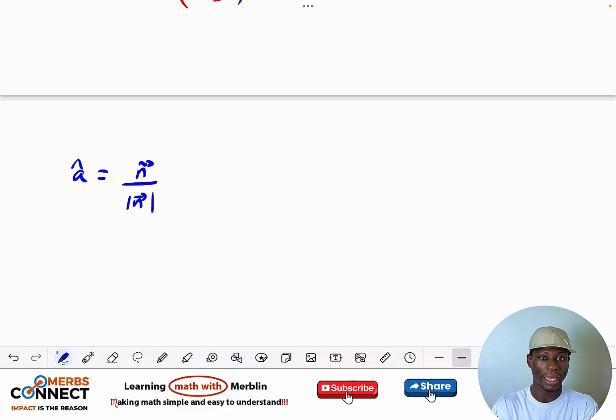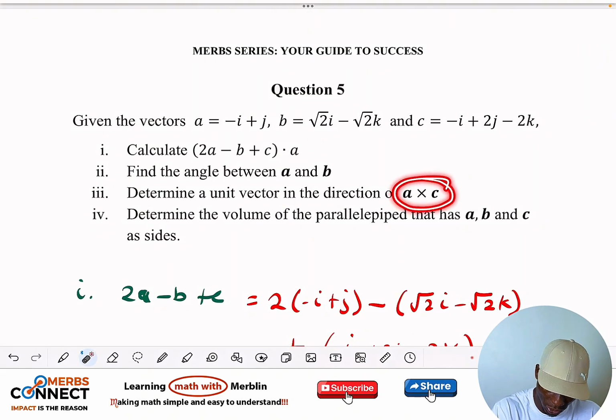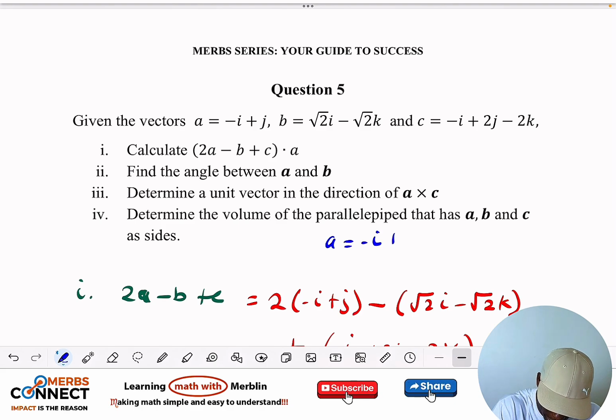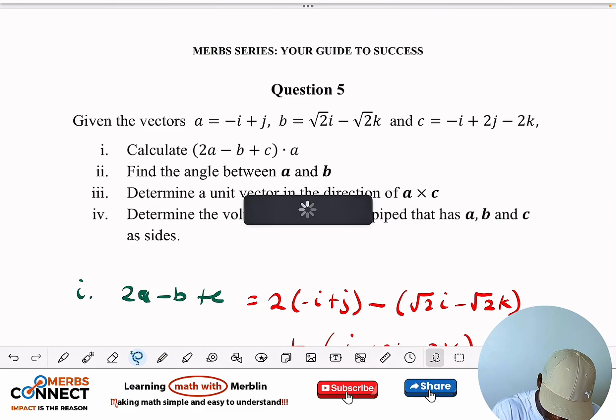Right? So how do we get a normal vector? Anytime we want to get a normal vector, we need to cross it. So we are going to cross A and C, because that's what we need. Even they wrote it here, A cross C. So we are going to cross this and that. Let me just write them here. A is equal to minus I plus J, and C is equal to minus I plus 2J minus 2K. Good. Let's go down.